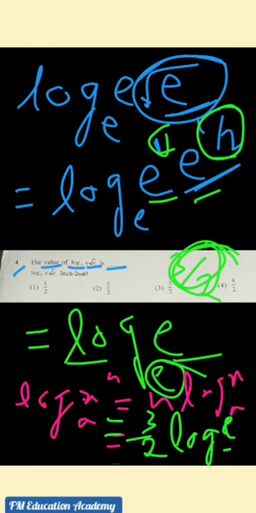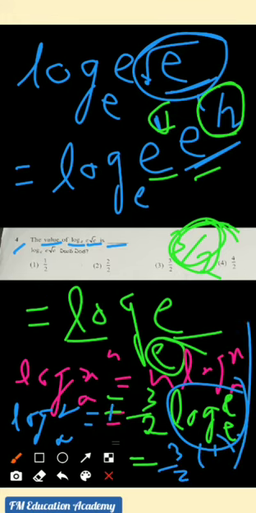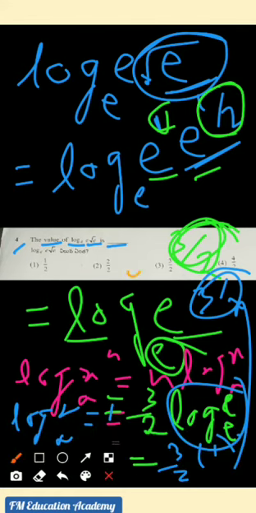3 by 2 log e to the base e. Now we know this is of the form log n to the base n, and we know in the previous sum also we did, log n to the base n is 1. So this can be written as 3 by 2 into 1, and 3 by 2 into 1 is 3 by 2. So what is the answer of log e root e to the base e? It is 3 by 2, which is option 3.